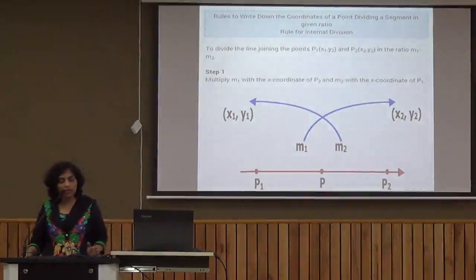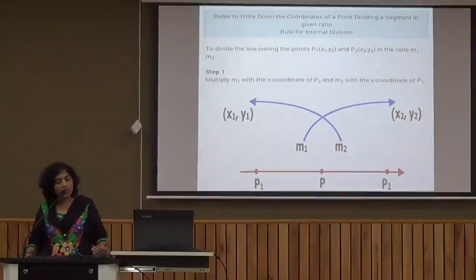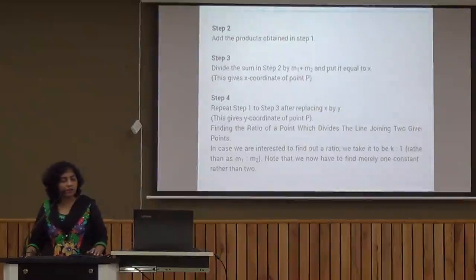So to divide the given points P1 (x1, y1) and P2 with the coordinates x2, y2 in the ratio m1 is to m2, what do we do? We multiply m1 with the x coordinate of P2 and we multiply m2 with the x coordinate of P1. So we cross multiply.